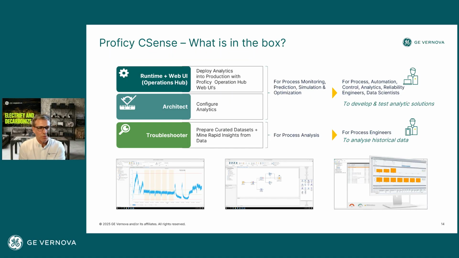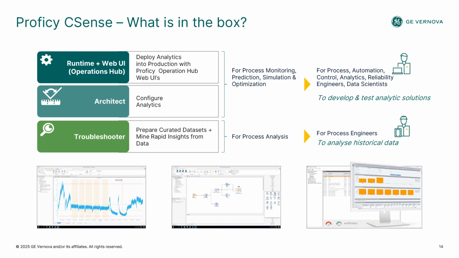What is in the box when you buy CSense? It consists of 3 main components, namely troubleshooters, which are data analysis tools for engineers to rapidly analyze and answer questions from their historical data. You can access, prepare, format and analyze data from many sources and rapidly learn new things, gain new insights, and answer all your why questions. Why did this go wrong, or why is that not working, or how can I improve things?